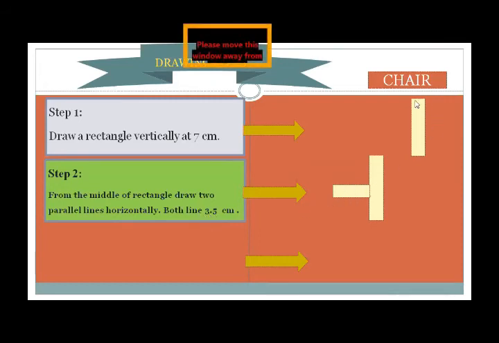As you know, our chair will be 7 centimeter and the central part of the chair will be 3.5 centimeter. Got my point? 3.5 centimeter.